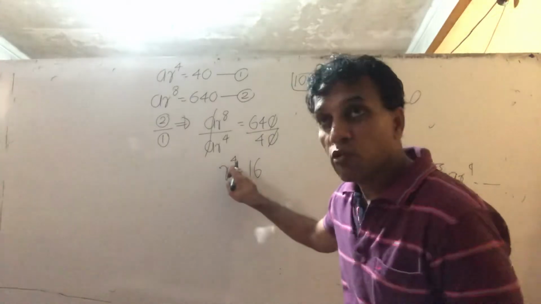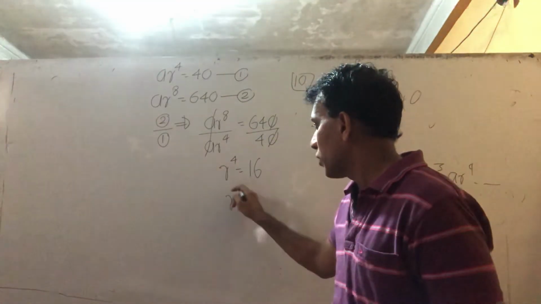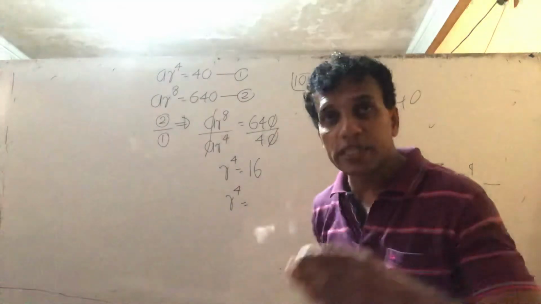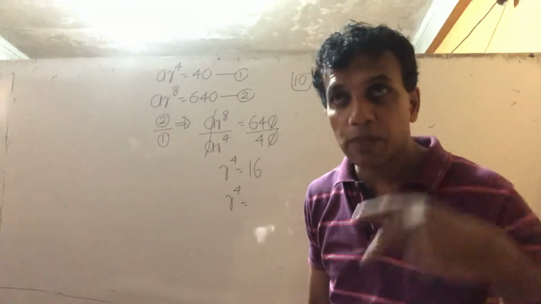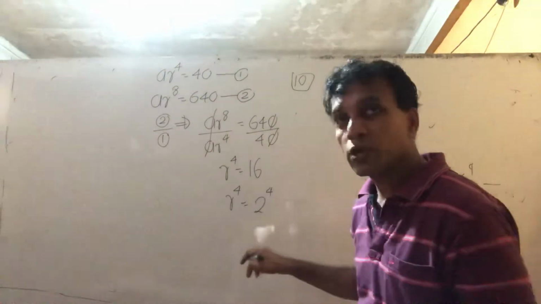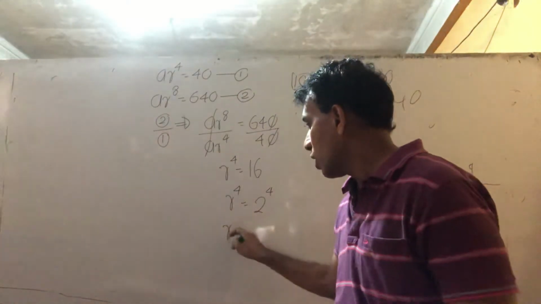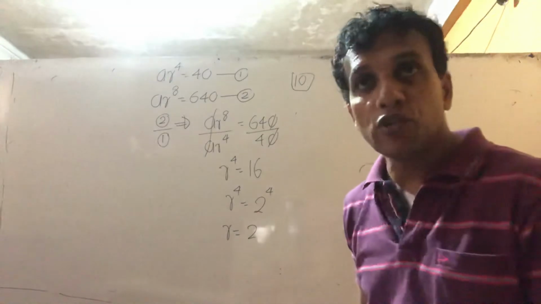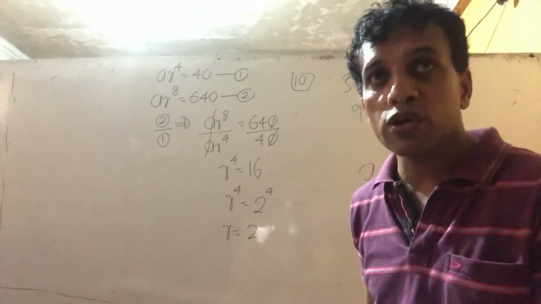So here the power is 4, therefore show the other also as a power 4. So R power 4, 16 as 4 square? If you say 4 square here, it is wrong. Not square, as a power 4. So 2 to the power 4. So powers are equal, bases are equal, R is 2. If you stop here, this is wrong. Whether they ask or not, this is wrong.